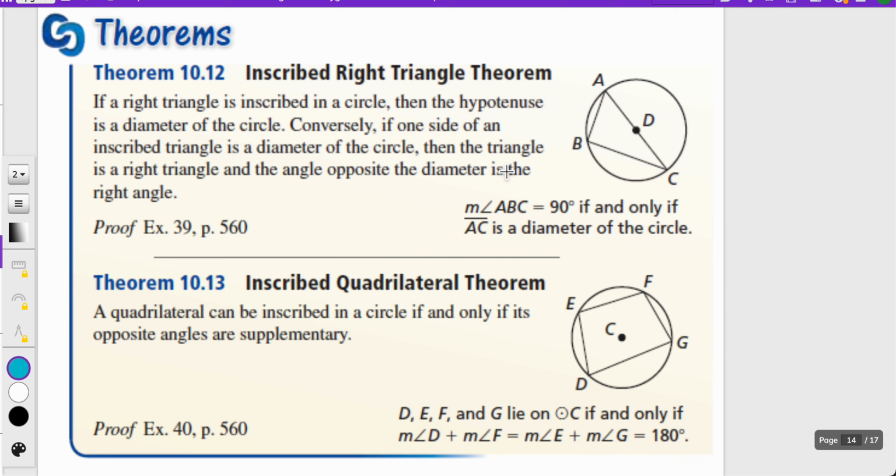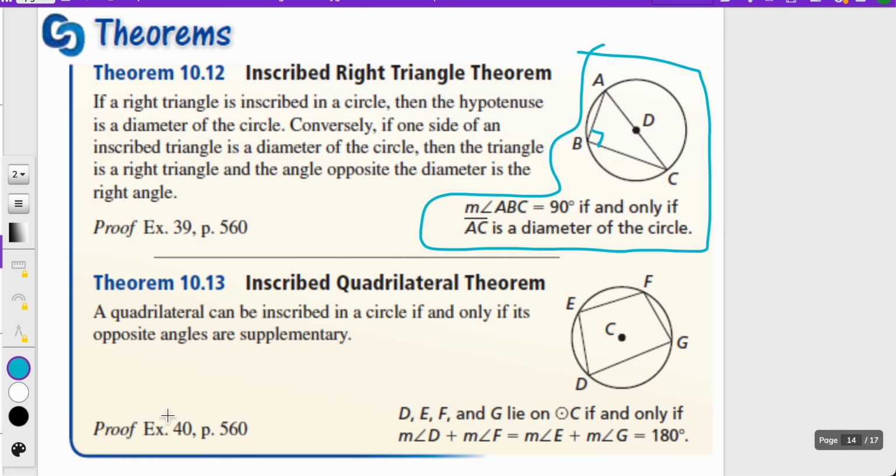The first one talks about an inscribed right triangle. It states that if a right triangle is inscribed in a circle, the hypotenuse is the diameter, okay? So we can see that, which means this would be my right angle. Conversely, if one side of an inscribed triangle is the diameter of the circle, then the triangle is a right triangle, and the opposite angle is that right angle. So this would be a good picture to draw if you don't already have that drawn on your theorem sheet.